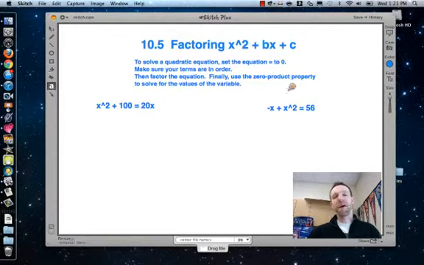And welcome to the final screencast for Chapter 10. This is still under the category of factoring x squared plus bx plus c. But in this screencast, we're going to learn how to solve quadratic equations using factoring.